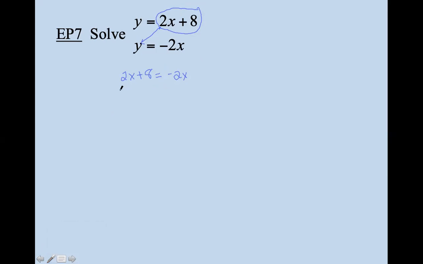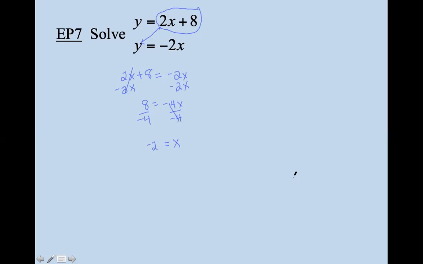All right, so I'm going to subtract 2x here. I'm trying to solve for x. So I want x's on one side and constants on the other. All right, so that's gone from here. That leaves me with 8 is equal to -2x minus 2x is a -4x. Divide both sides by -4. And I'm going to get that x is equal to 8 divided by -4 is -2.